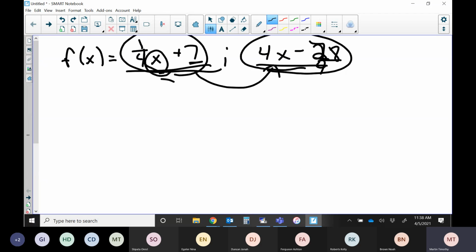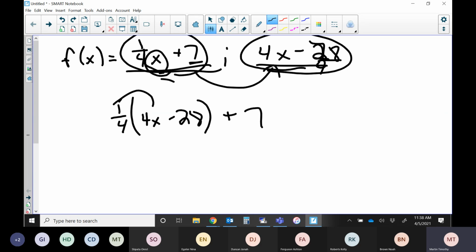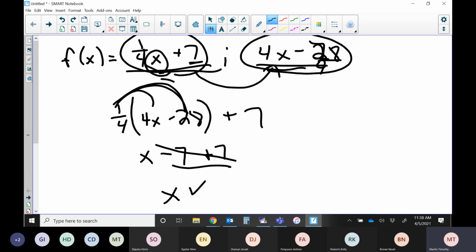So if that was a 28 instead of a 7, then this would read 1/4 times 4x minus 28 plus 7. And when I distribute this, this would turn into an x. This right here would turn into a minus 7, and then a minus 7 and a plus 7 would cancel out, leaving me with x. So boom, that would work.